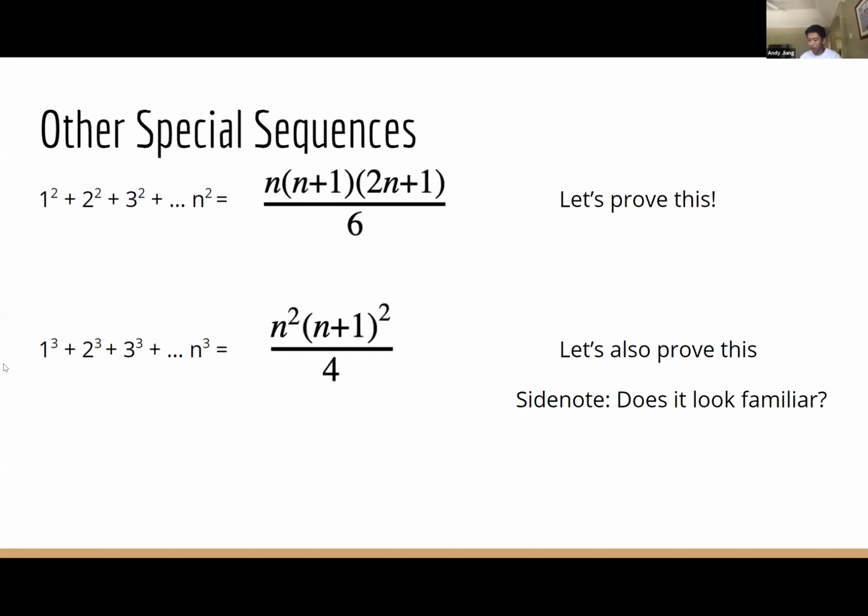For the next one, 1 cubed plus 2 cubed plus 3 cubed all the way to n cubed equals n squared times n plus 1 squared over 4. And does anyone know why, or why you might have seen this formula before? Why does this look familiar? And I'm talking about the second one.